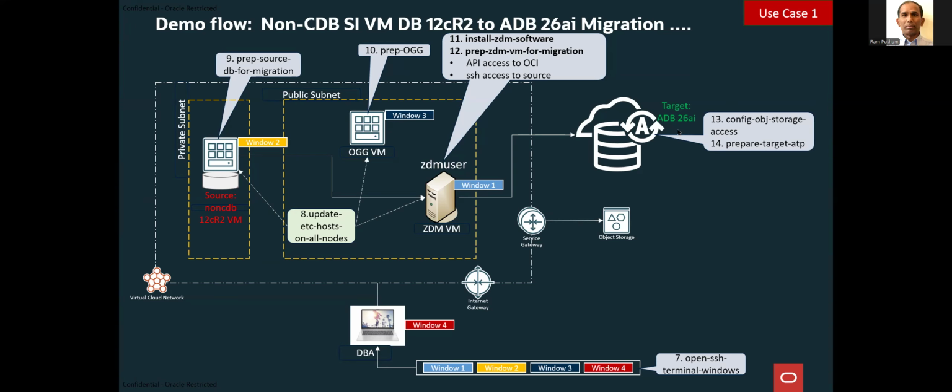Then prepare the target. This is for repeatability, right? Suppose you migrated a bunch of schemas from the source database. Next time when you do that, those schemas should not be there. That's what I meant by prepare targets. If you already performed this and you want to repeat it, those schemas should be deleted from this autonomous database. That's the point.